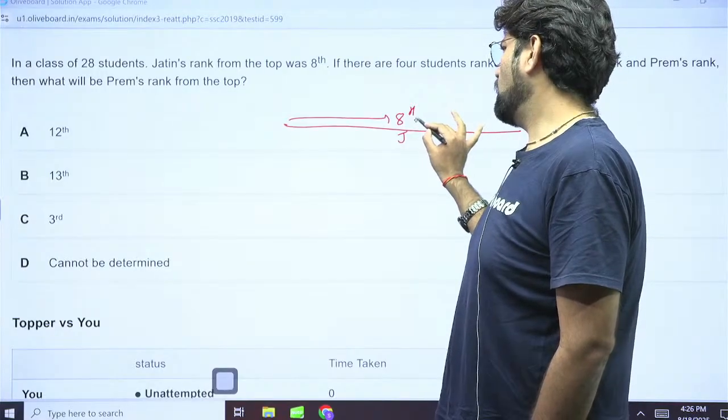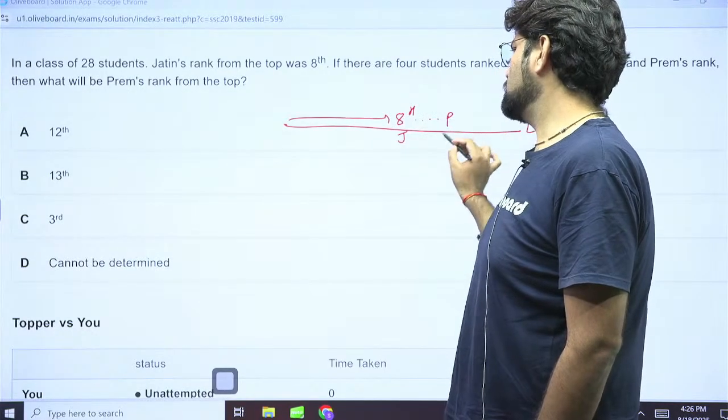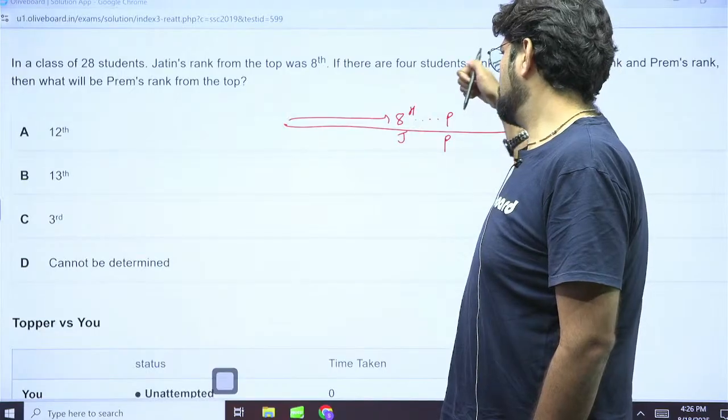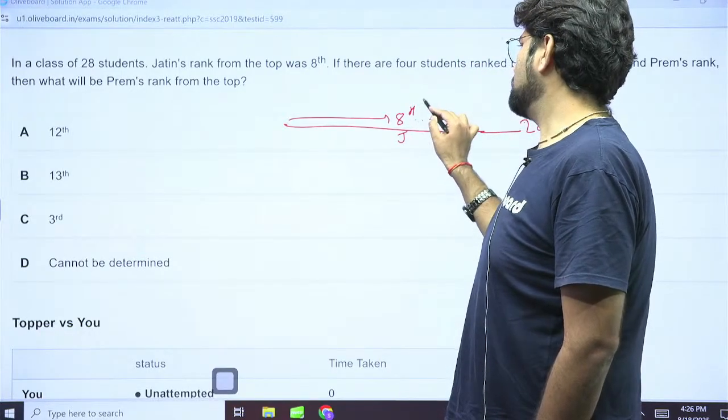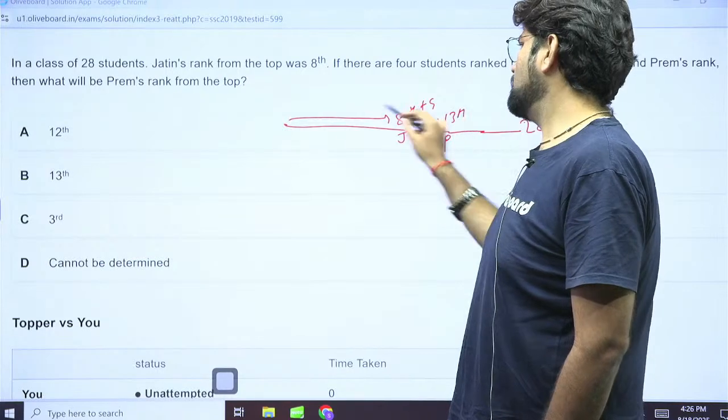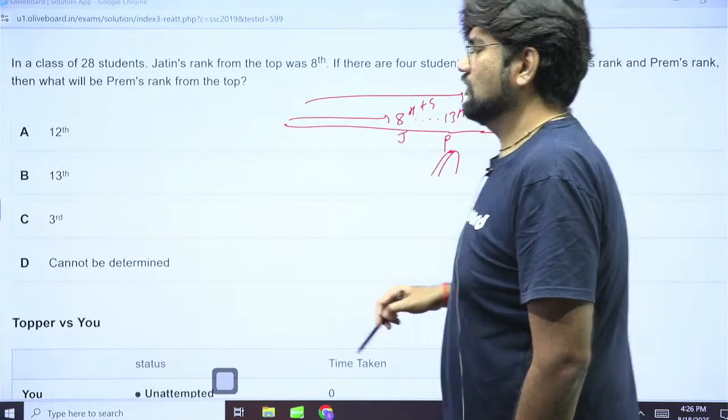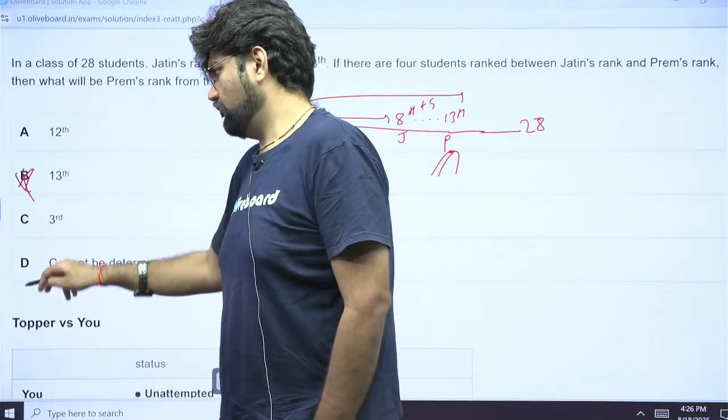Oh, very easy. 1, 2, 3, 4. So Prem is the 5th position here. Right? So 8 plus 5. So this is 13th. Oh, everybody is going to say 13th is going to be my right answer. And you have 13th in the option. You fail to read this.